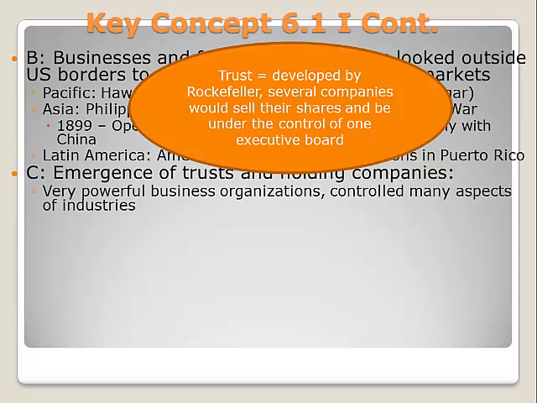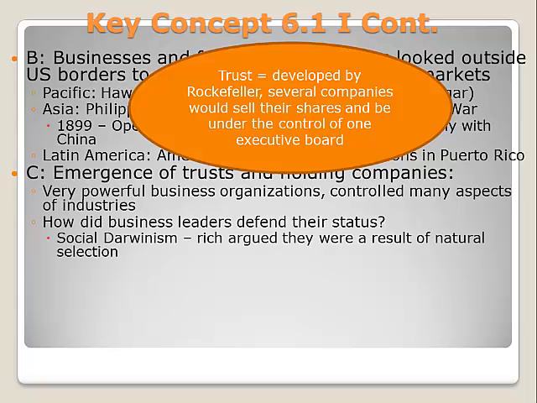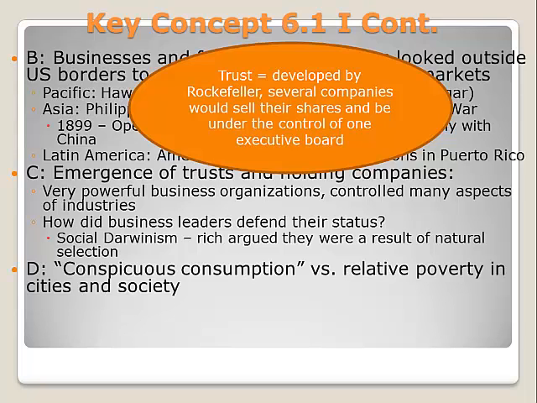He would buy up shares of different oil companies and then have control of them. So it's essentially a monopoly. So how did business leaders like Rockefeller and Carnegie and these other wealthy men defend their status? Well, they used this idea of social Darwinism. This idea that the rich argued that they were a result of natural selection, and it's perfectly okay for the powerful to do what they need in order to survive and flourish.